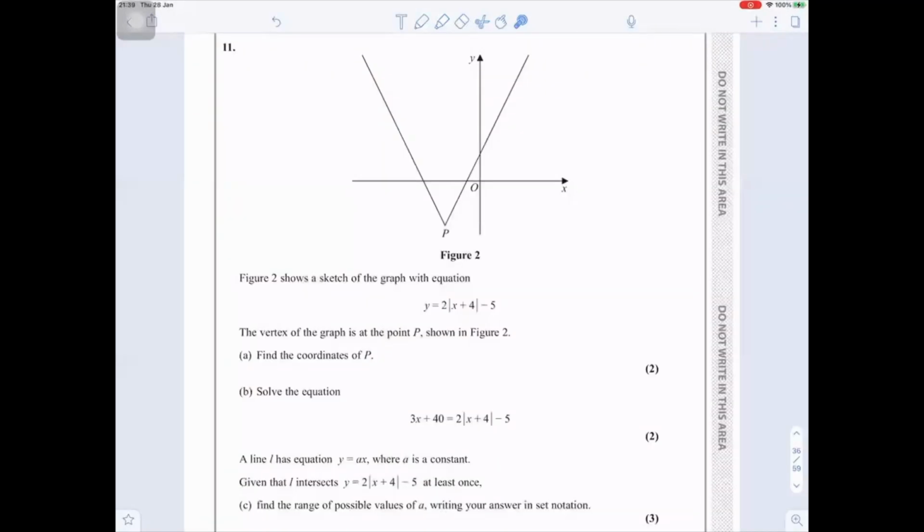Figure 2 shows a sketch of the graph with equation y equals 2 absolute value of x plus 4 minus 5. The vertex of the graph is at the point P shown in figure 2. Find the coordinates of P. And part B, solve the equation.